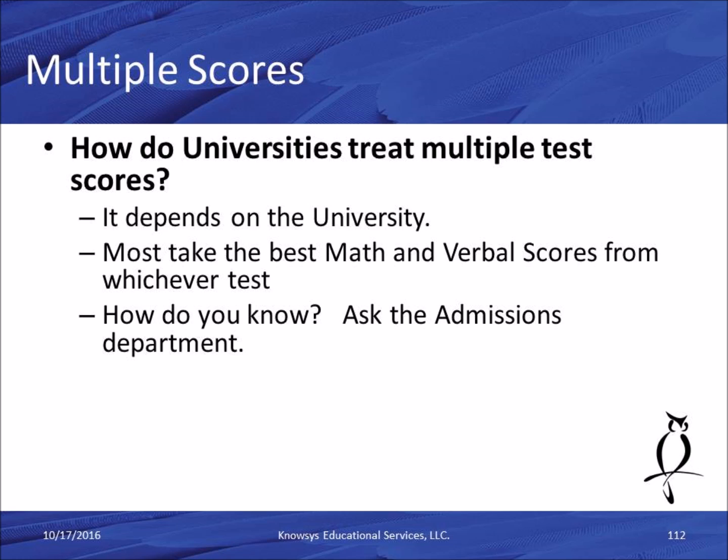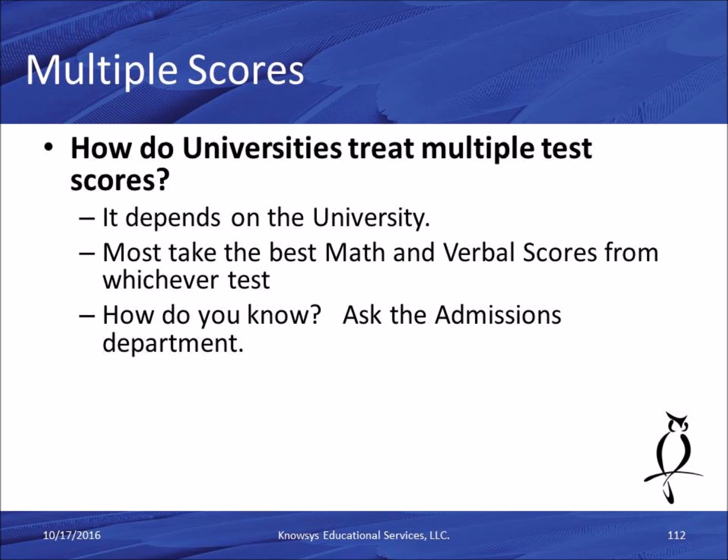Okay, the next question that often comes up is, what do universities do with multiple scores? If most students take the SAT 2 times or 3 times, how does the university handle that? And the answer is, it depends. Right? Most will take the best score from your math and your verbal from whichever test, put it together and create an SAT score. But it's completely up to the university.